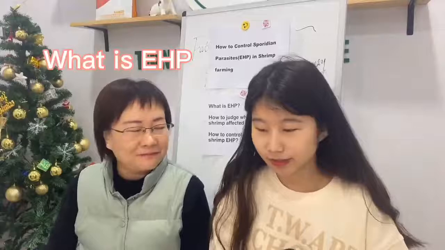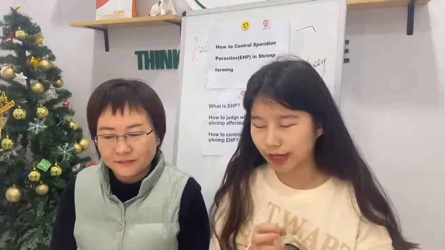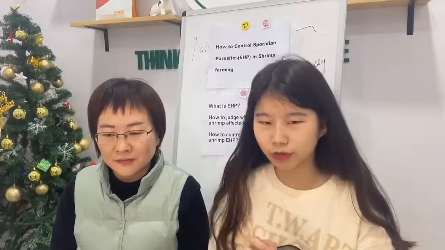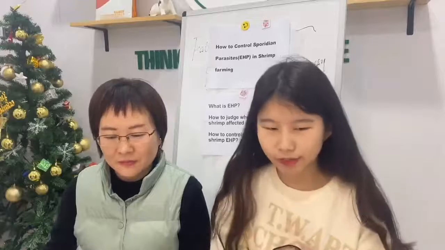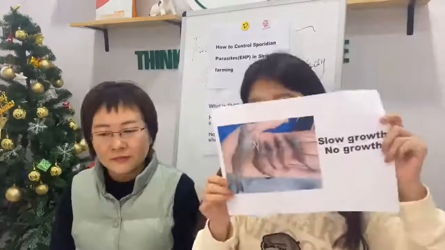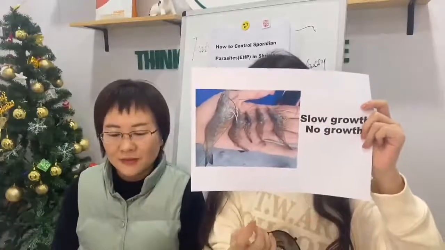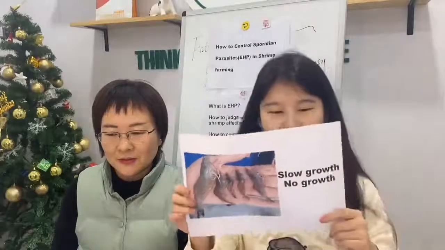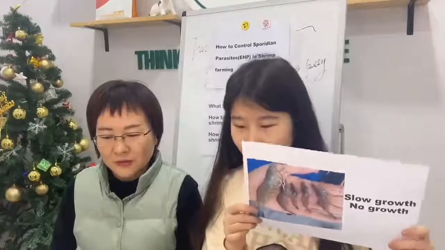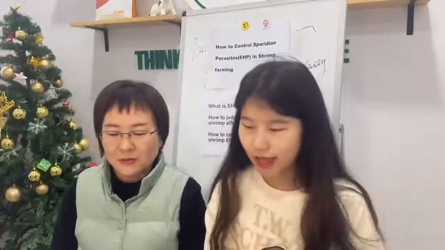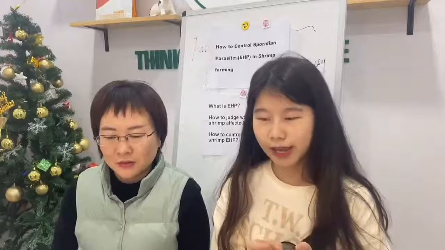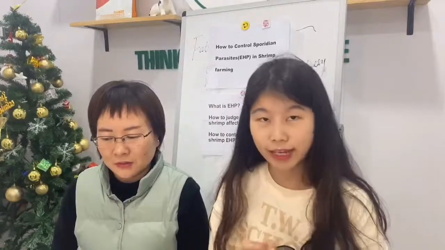There is a phenomenon where many farmers say that the shrimp in their ponds have been growing for dozens of days, but they haven't been growing very well. You can see this picture. The shrimp show slow growth, even no growth, and usually it happens in the first month. For shrimp fry, at this time you need to check whether the shrimp are affected with EHP.